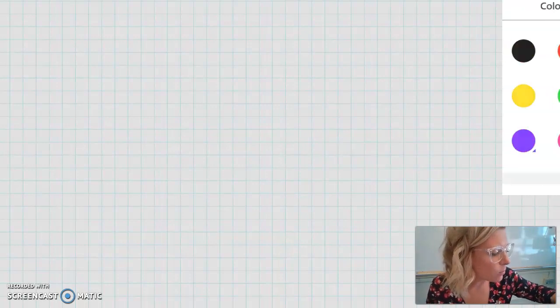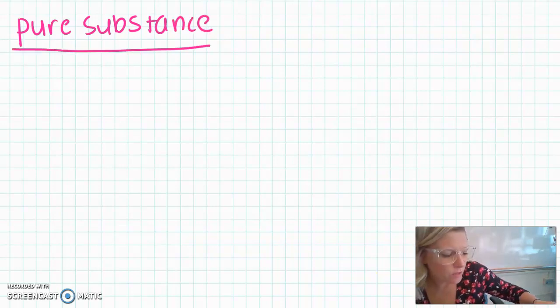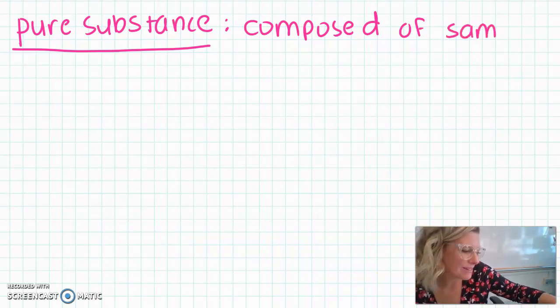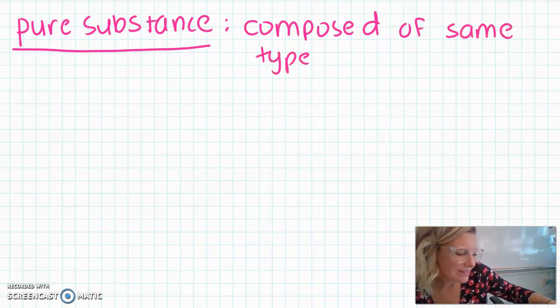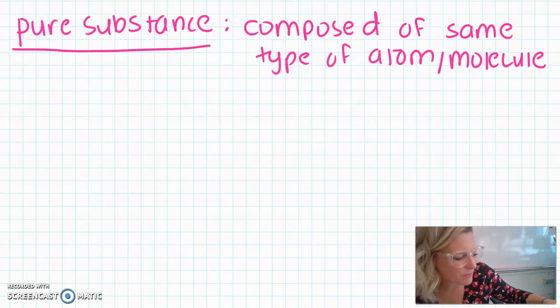Now, you'll notice that we use the terminology substance a lot in this lesson, but there is a difference between a substance and a pure substance. I want to point out right from the very beginning that pure substances have to be composed of the same type of atom or molecule throughout.